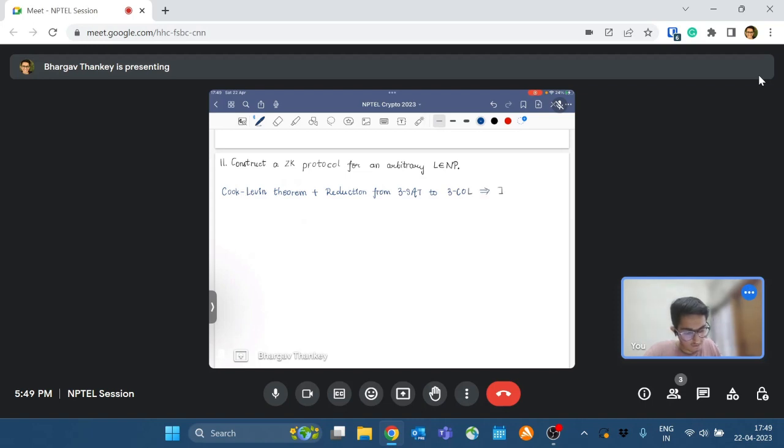it implies that there exists a function f from {0,1}* to {0,1}* such that x is in L if and only if f(x) is in 3-colorable. And this f can be computed in polynomial time.